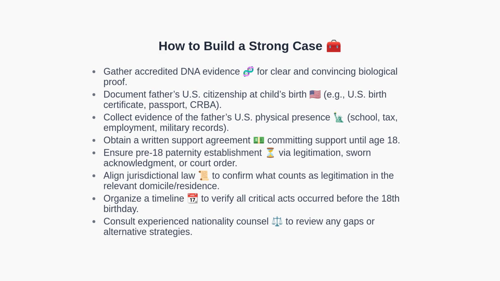Second, document that the father was a U.S. citizen at the time of the child's birth, such as through a U.S. birth certificate, passport, or consular report of birth abroad. Third, compile proof of the father's U.S. physical presence, including records like school transcripts, employment records, tax filings, or military service documents. Fourth, secure a written agreement by the father to support the child until age 18.